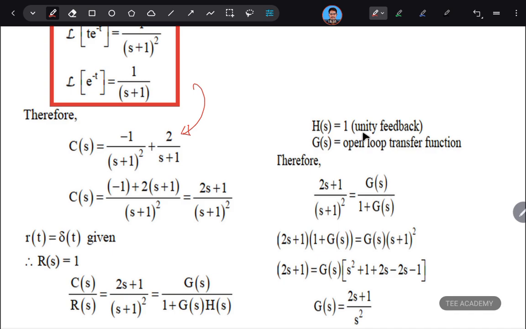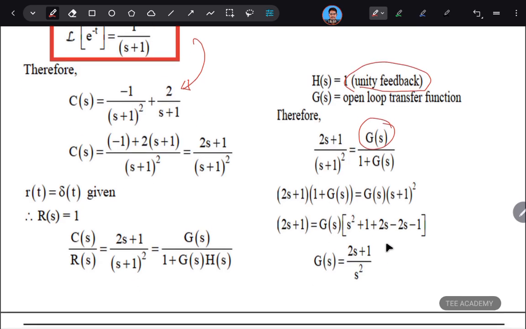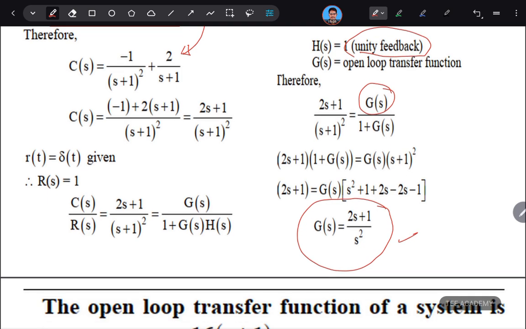As given in the question itself, H of s is nothing but the unity feedback. Now G of s is the open loop transfer function. So from this simplification, we need to find this G of s value. So (2s plus 1) divided by (s plus 1) whole square is equal to G of s divided by 1 plus G of s. Further simplification, cross multiplication, the answer we get is G of s is equal to (2s plus 1) divided by s square. Okay, move to the next question here.